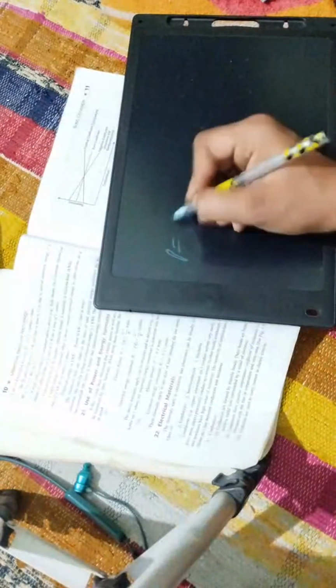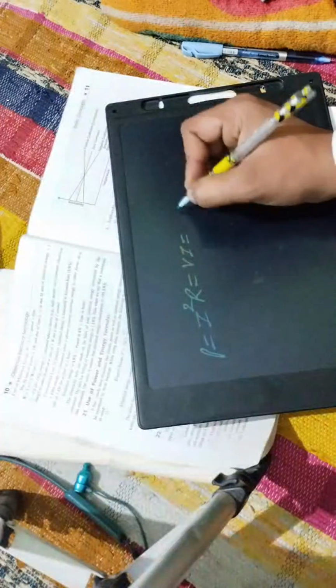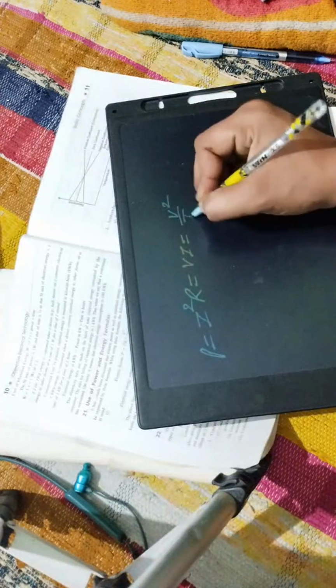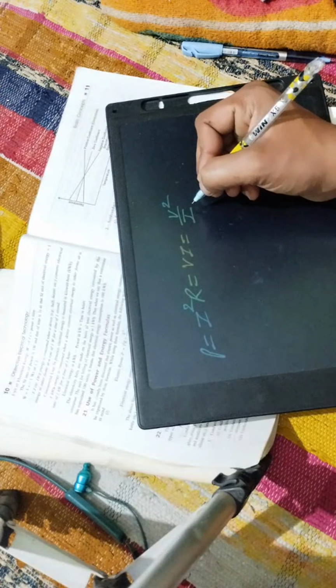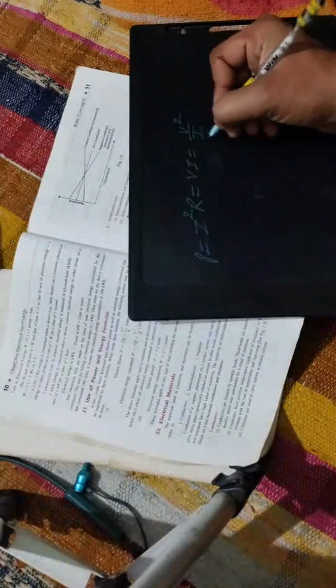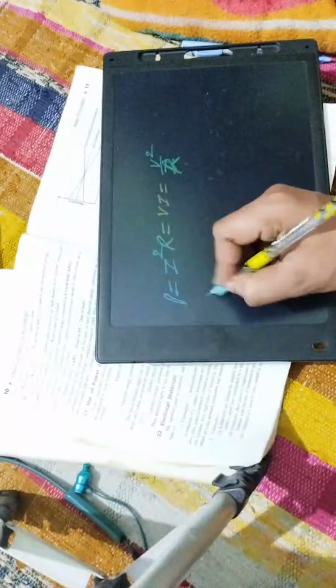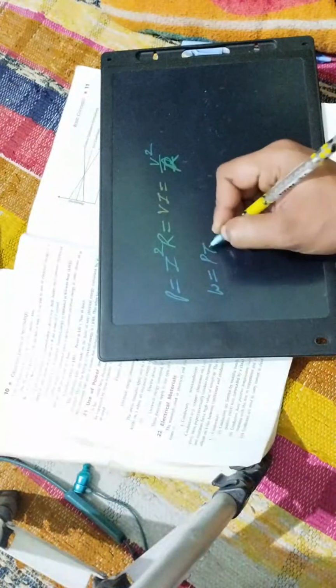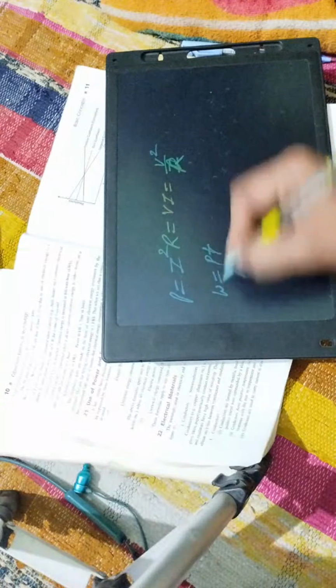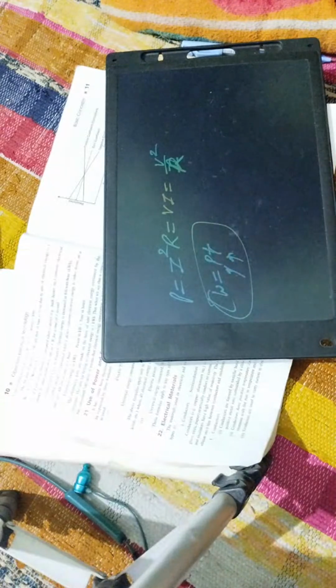Use of power and energy formulas. You know that P equals I square R, equals VI, equals V square upon R. And you know that W is equal to PT, where P is power, T is time, and W is work, that means energy.